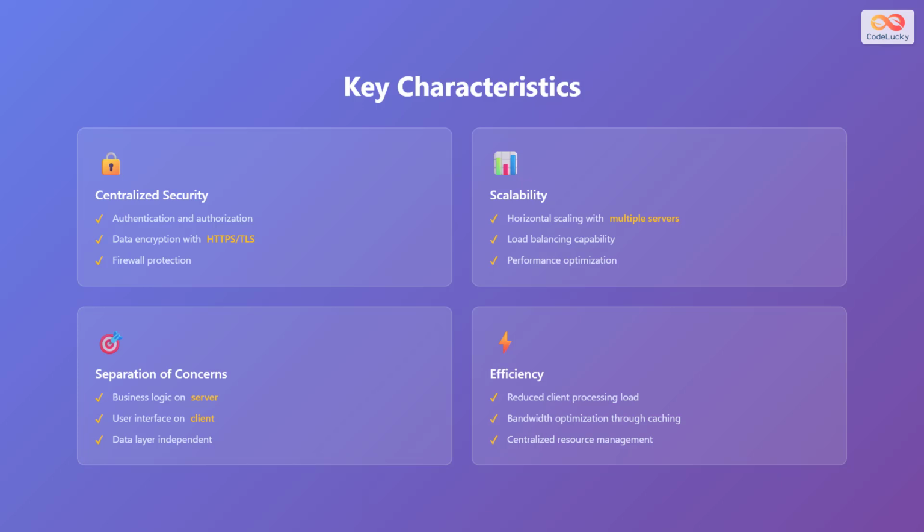Third, it follows the separation of concerns principle. Business logic and data processing happen on the server, while the user interface lives on the client. This keeps things organized and maintainable. Finally, it improves efficiency. The server handles heavy lifting, reducing the processing burden on your device, while caching and bandwidth optimization make everything faster.